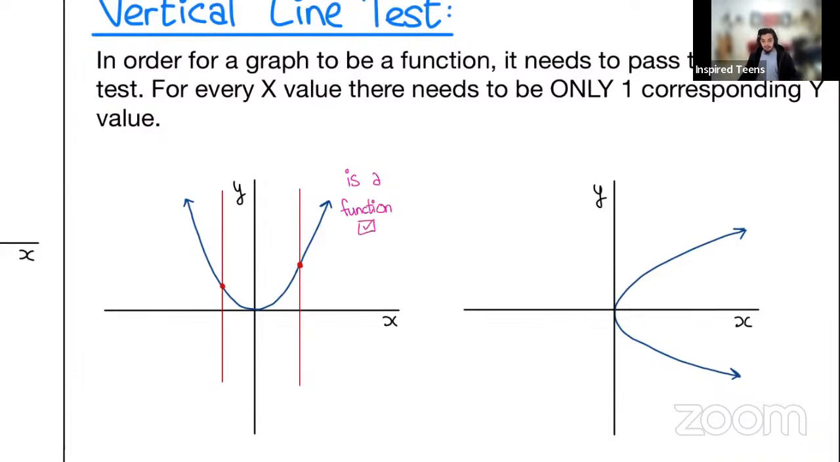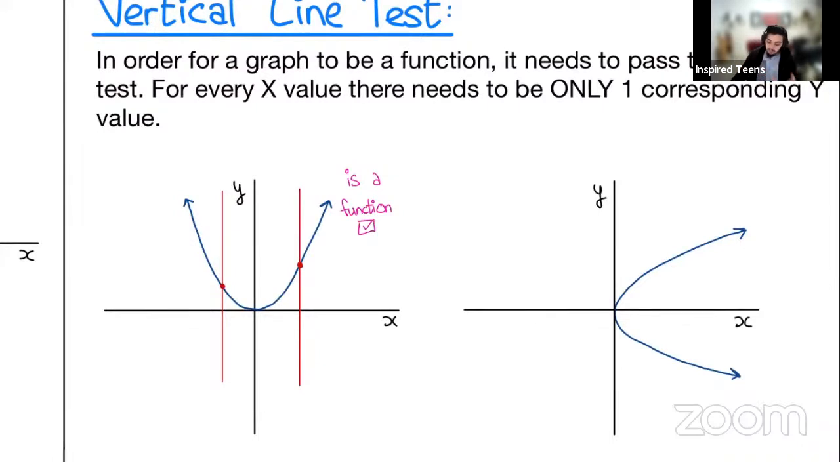Okay. Again, how do you prove that it's a function? Through the vertical line test. If it passes the vertical line test, meaning when you draw a vertical line through the graph, at any point, it should only touch the graph at one point.